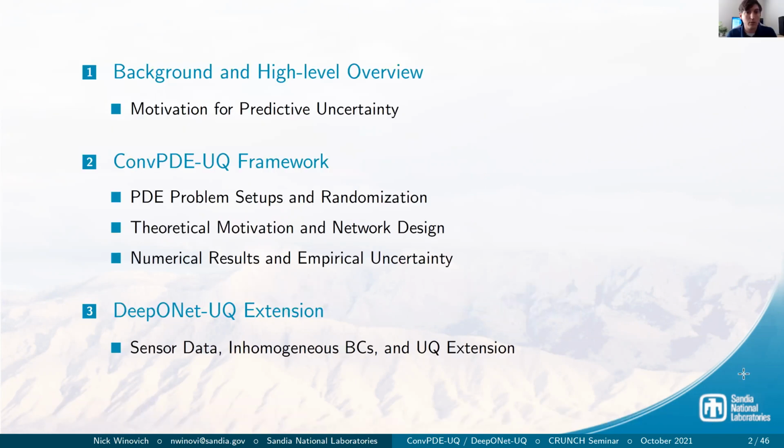And first I'll start off with some high-level overview and background. I'm sure everyone in the audience is more or less familiar with the ideas of operator networks by now, but just to make sure, I'll give a brief overview, and then I will go over two different ways that I have looked into for developing a UQ framework on top of convolutional PDE models and then the DeepONet, the fully connected DeepONet model, and hopefully have some discussion about how we can improve the UQ extension that I am currently working on, as I'll get to at the end here.